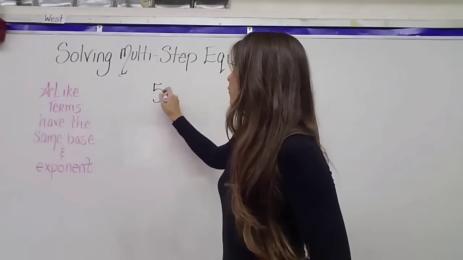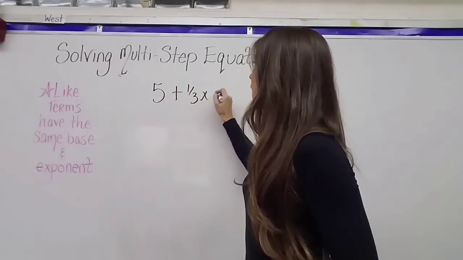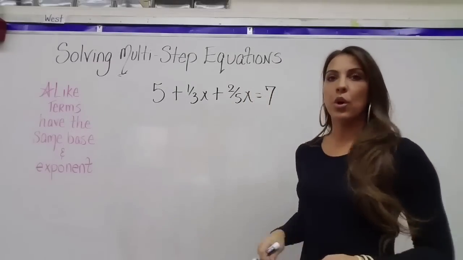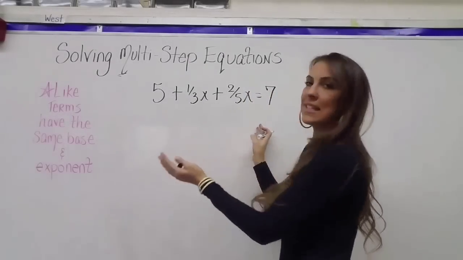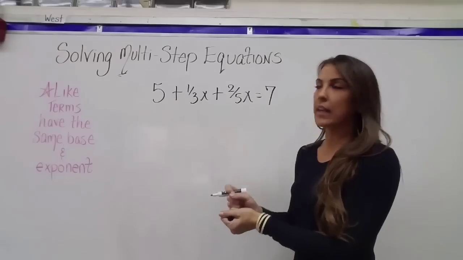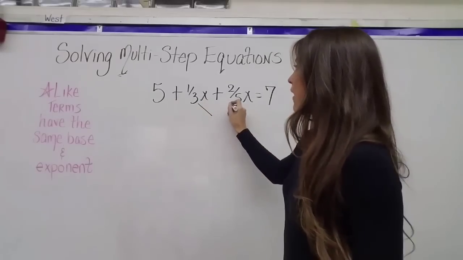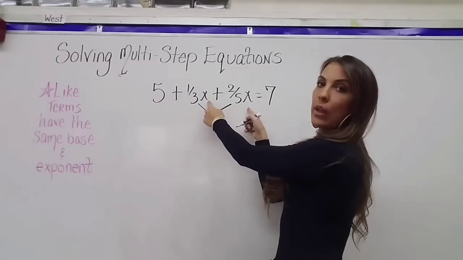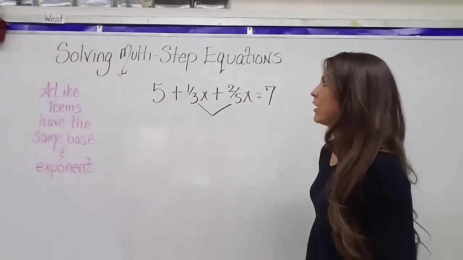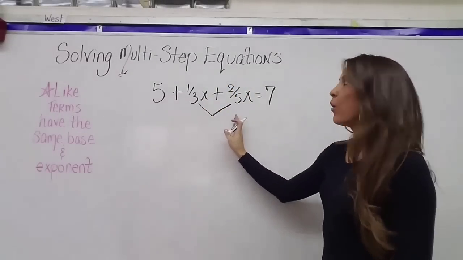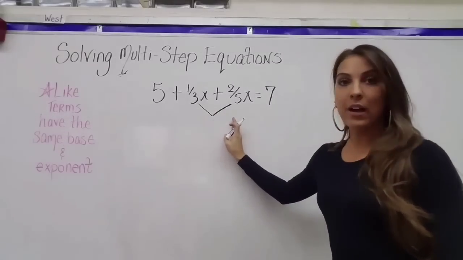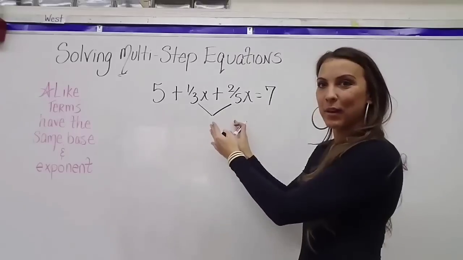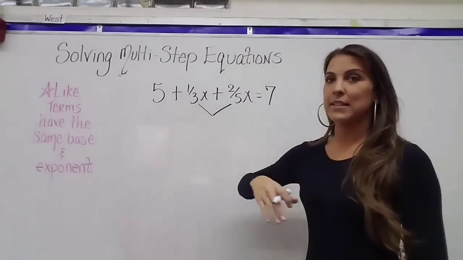Let's say 5 plus 1/3 x plus 2/5 x equals 7. So again, I look at the left, I look at the right, I see, is there anything I can combine? Are there like terms? There are. 1/3 x and 2/5 x are like terms. They both have the same variable and the same invisible 1 exponent. So I'm allowed to add them. Now, if you struggle with adding fractions, you've got to watch a video on adding fractions, right? Because if we can't do that, then we can't do the equation yet. So first get that down.